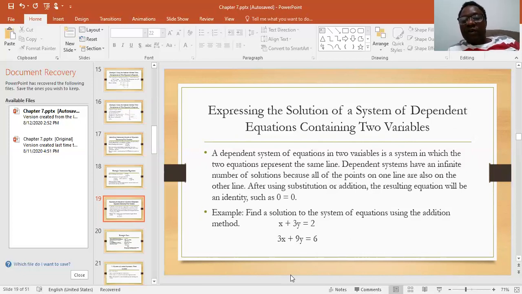For example, here we can write x equals 2 minus 3y for the first equation. And on the second equation, you have 3x equals 6 minus 9y. Divide through by 3, and you will also have x equals 2 minus 3y.